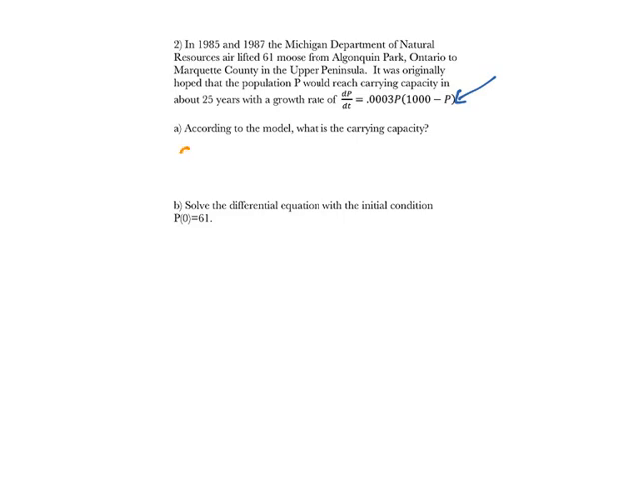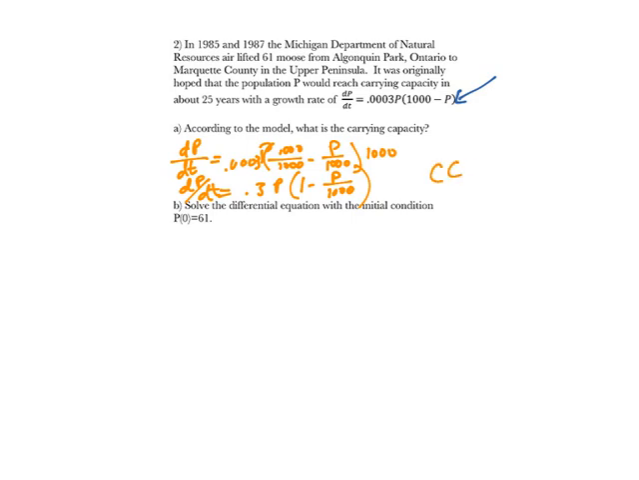Well, I have to rearrange this differential equation in order to see the carrying capacity. So dp over dt is going to equal, so I'd have to divide the 1,000 by 1,000 and the p by 1,000, which means I'd have to multiply by 1,000, and that's 0.003p times 1,000 would make it 0.3p. So we'd have 0.3p times 1 minus p over 1,000. Now we can read what the carrying capacity is, and it would be 1,000.